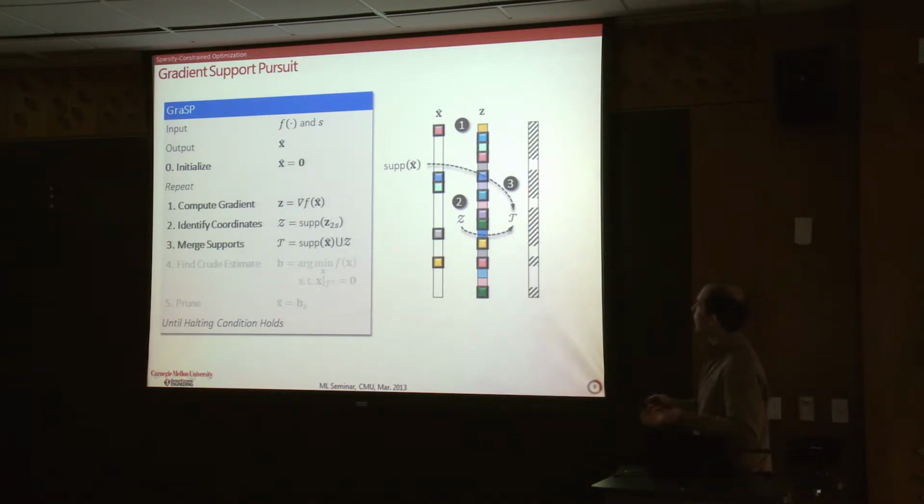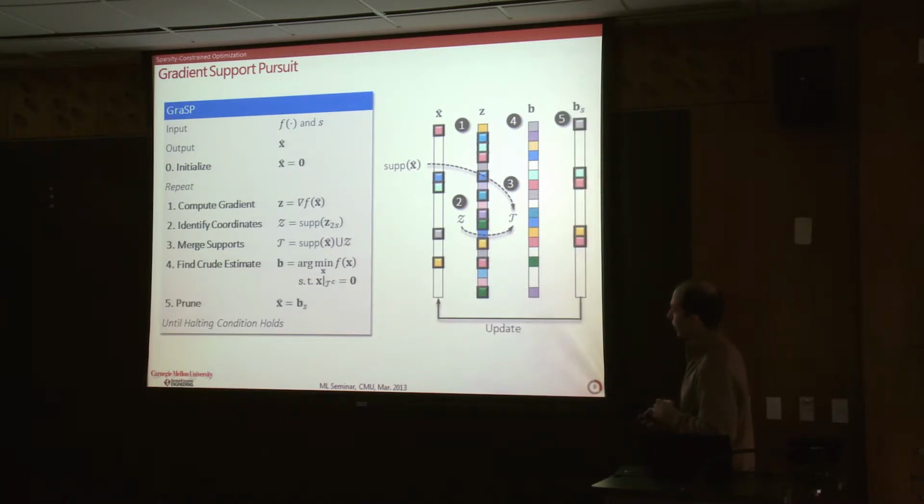And then in the third step, we combine these two sets, the support set of x hat and the set script Z, to get this set script T. Then in the fourth step, we minimize the objective function over this set script T. That is, we assume that the variable is 0 over T complement. Then in the final step of each iteration, we truncate the vector b to the best s-term approximation of it to get another s-sparse vector. And we continue this iteration until the halting condition holds.